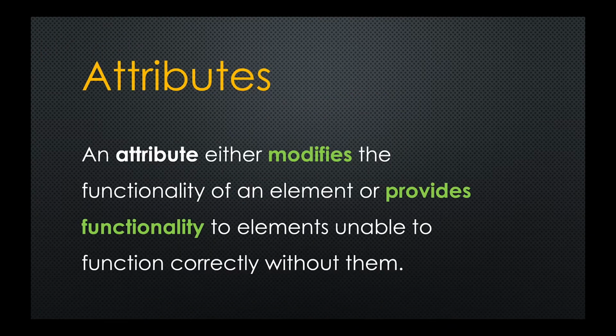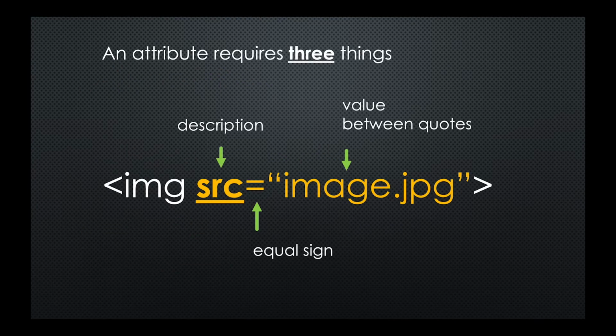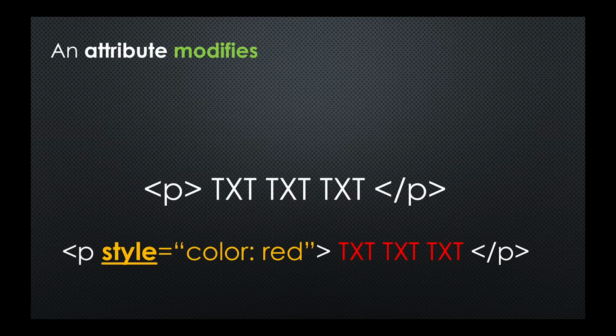Attributes. An attribute either modifies the functionality of an element or provides functionality to elements unable to function correctly without them. An attribute requires three things: a description, followed by the equal sign, and the value between open quotes and closing quotes. This is an example of an attribute that modifies a tag.